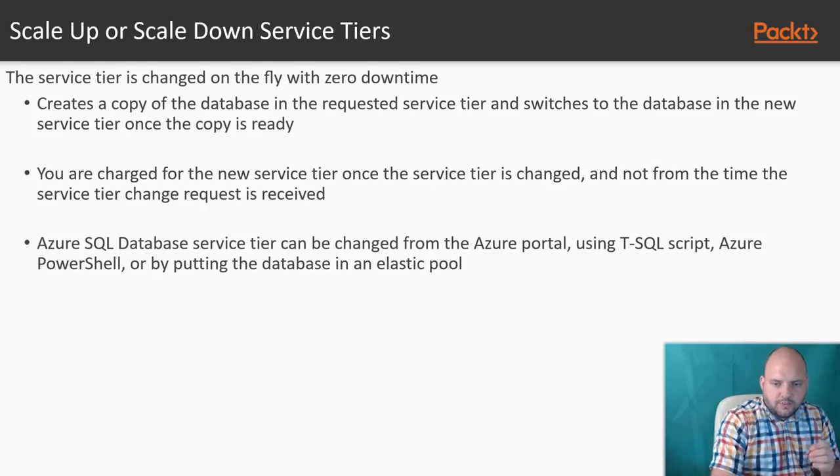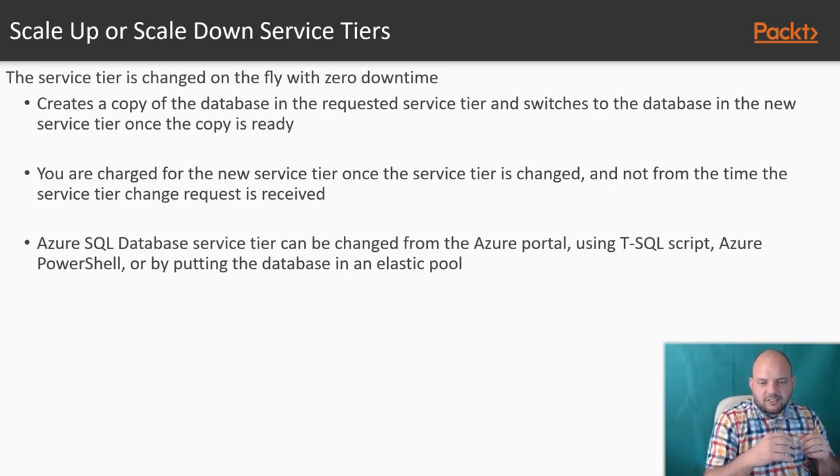Now, Azure SQL Database service tiers can be changed from the Azure portal, using a T-SQL script, using PowerShell, or by putting the database into something called an elastic pool. With the exception of the Azure portal, these methods allow you to automatically change the service tiers. Now, I mentioned elastic pool there. An elastic pool is a group or a pool of more than one Azure SQL database with various usage workloads, and we'll talk more about elastic pools later on in lesson 7.